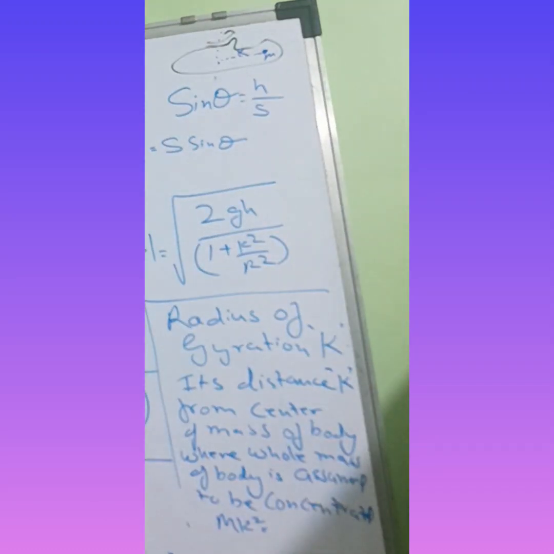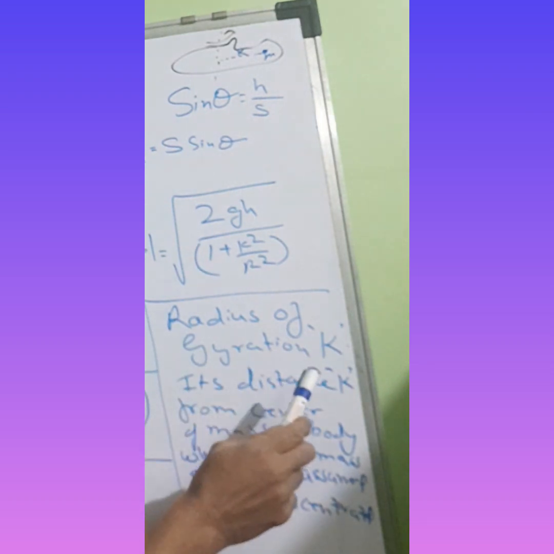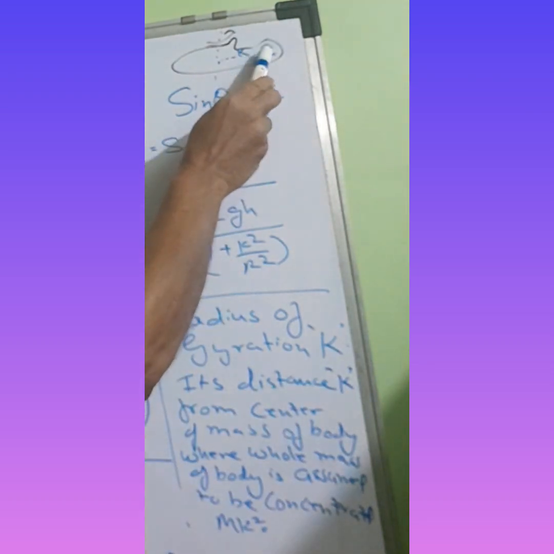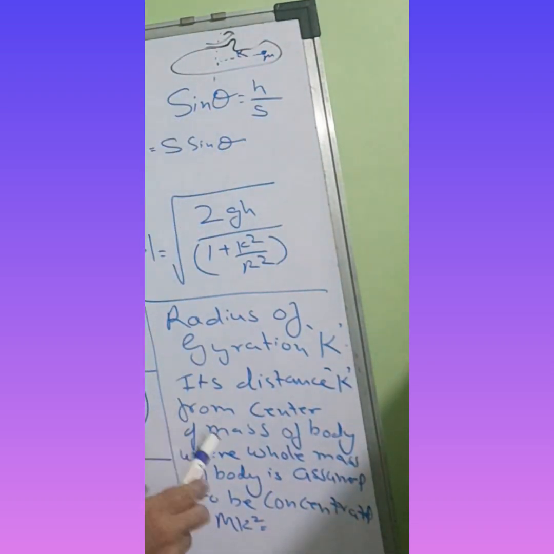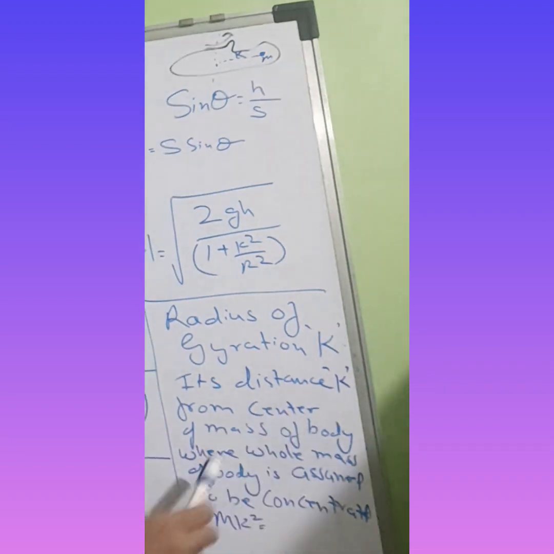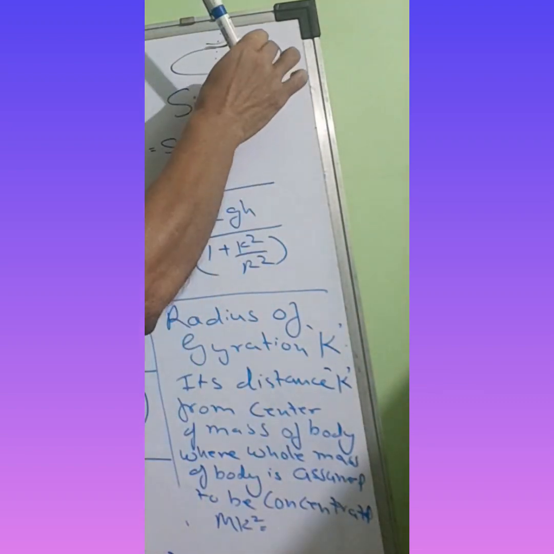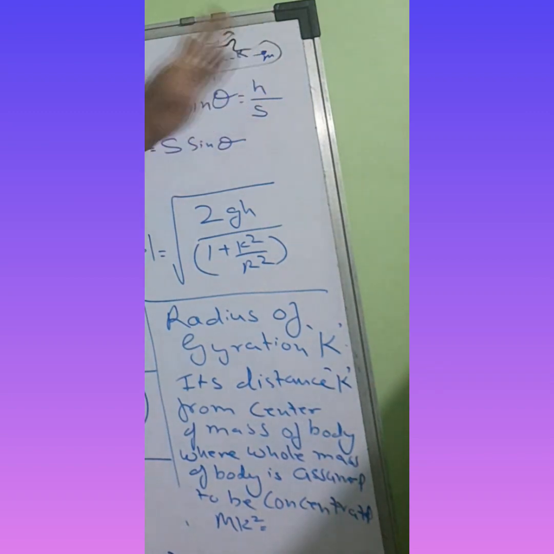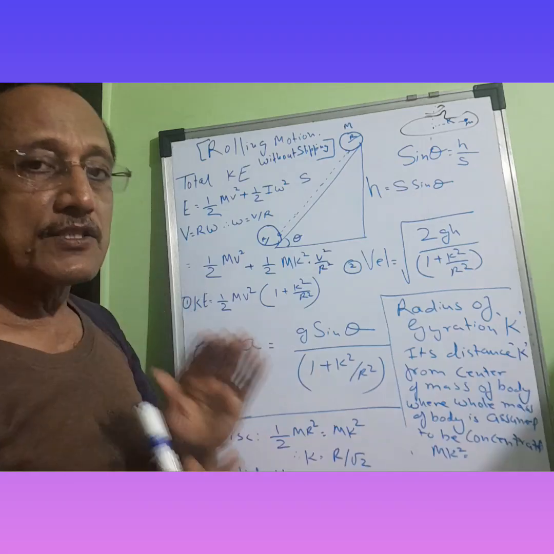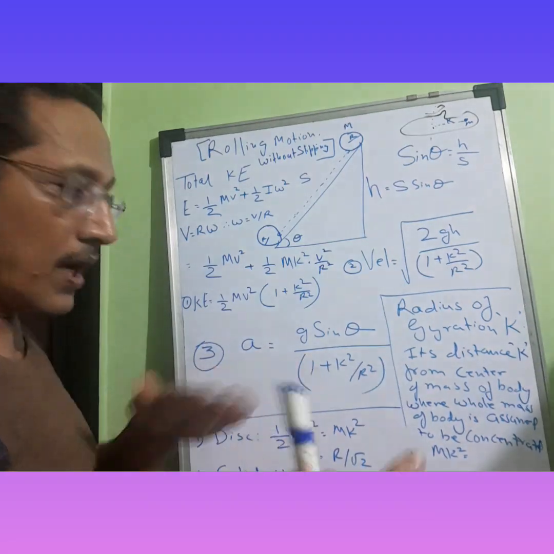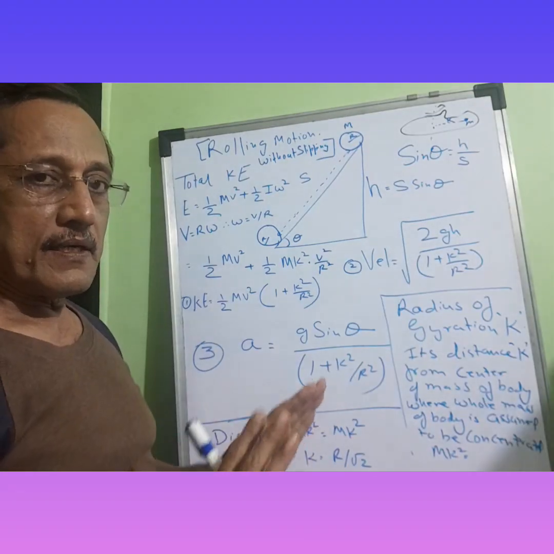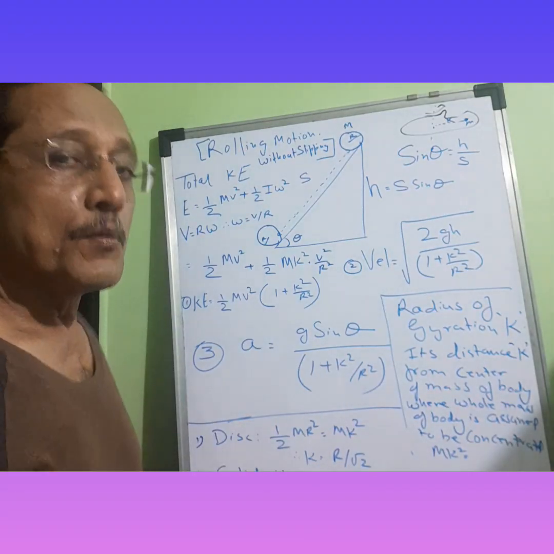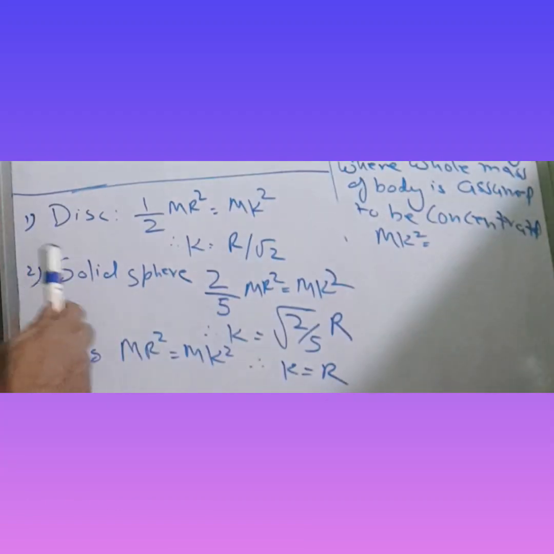So let me read again. It's the distance k from the center of mass of the body, where the whole mass of the body is assumed to be concentrated. That is what k is, that is the radius of gyration. So how do we correlate radius of gyration with moment of inertia? Now let's check it out.